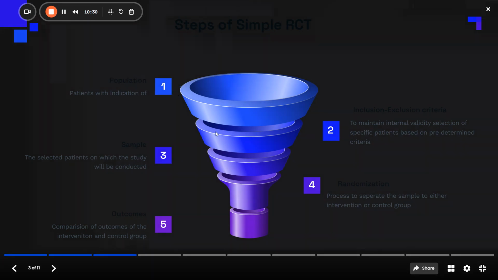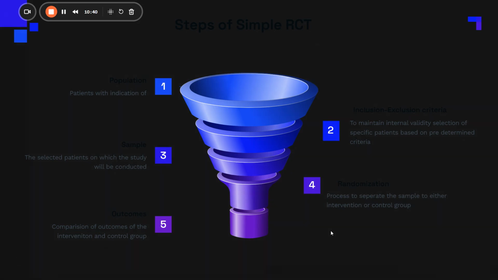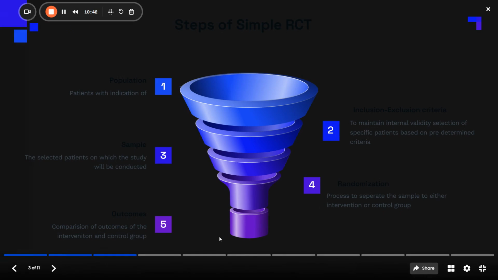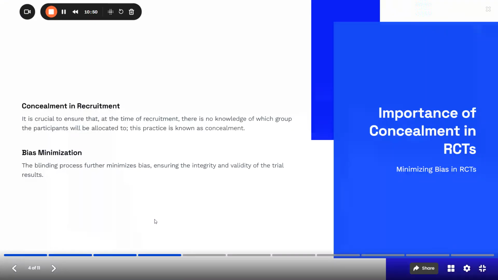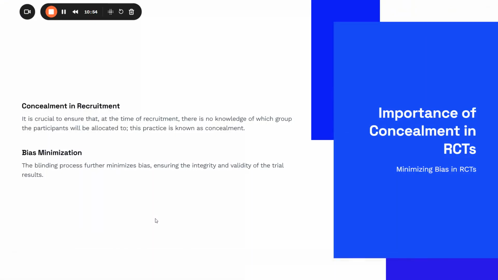Following the inclusion and exclusion criteria, the chunk becomes small, which becomes a sample, and then following the randomization process, individuals are classified either into the intervention or the comparator group, and then the outcome is determined and compared to see which is better, the intervention or the comparator. Now, this is an important section of an RCT, that is concealment.